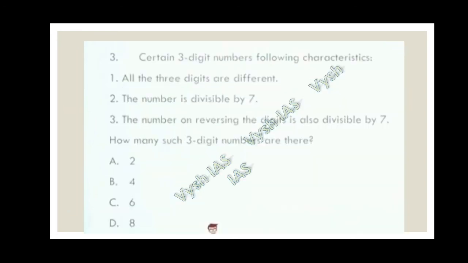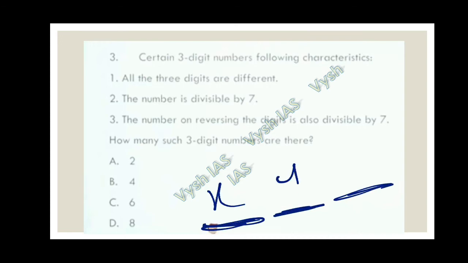Question number 3. Certain 3-digit numbers follow the characteristics. Let the 3-digit number be XYZ. The number is divisible by 7, and the number on reversing the digits is also divisible by 7.